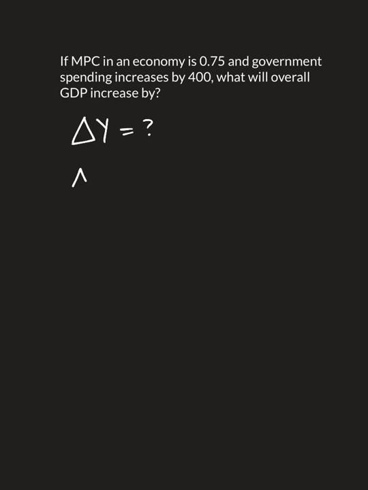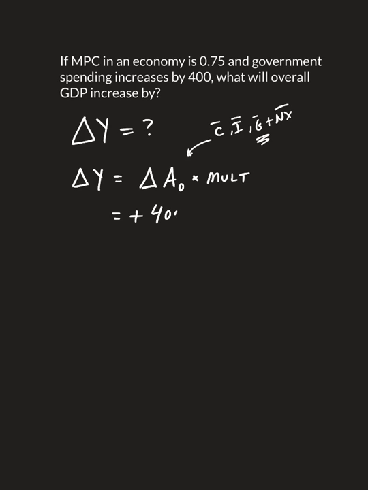Well, what we know is that our change in GDP is going to equal how much that autonomous spending changes by times this spending multiplier. So what we know is we know that the autonomous spending, which includes, just as another review, C bar, I bar, G bar, and X bar, all of those. Here we're seeing that government spending is changing. It's increasing by 400. I'm going to put the positive sign here just to emphasize that we're seeing a 400 positive change.